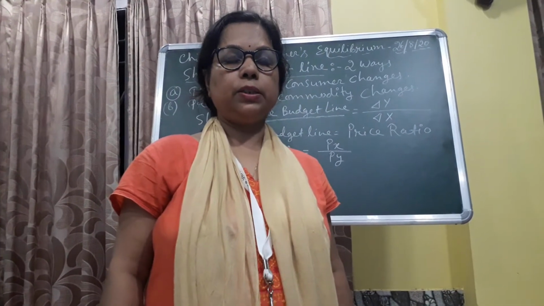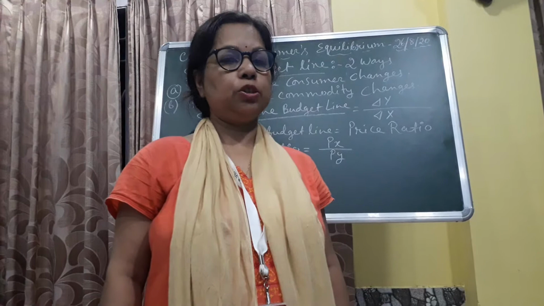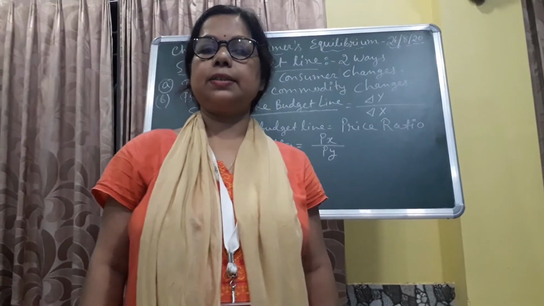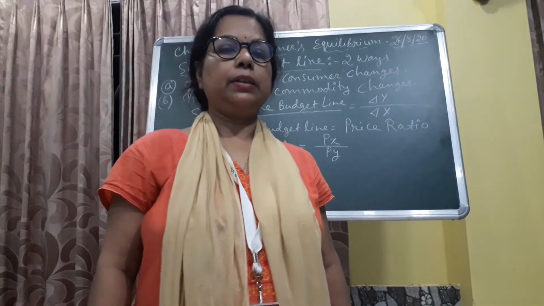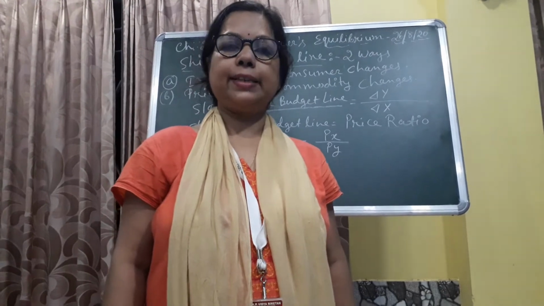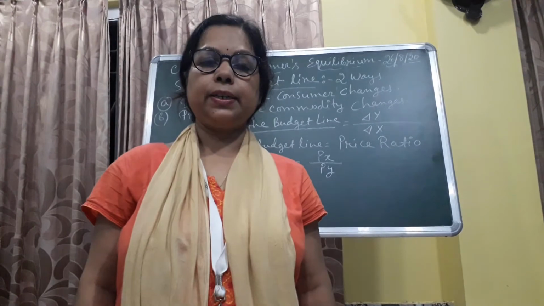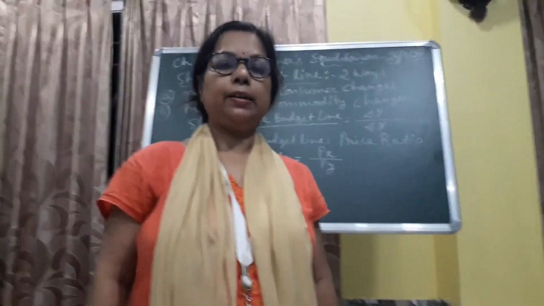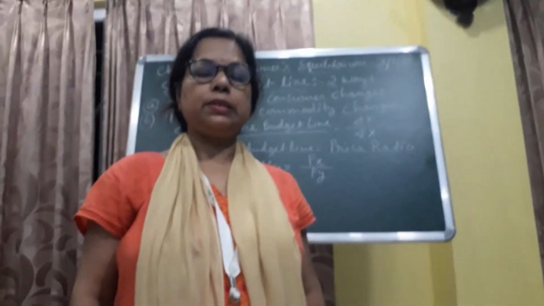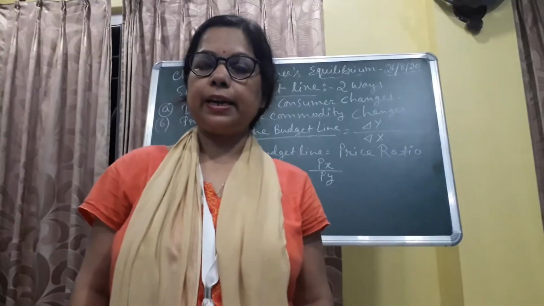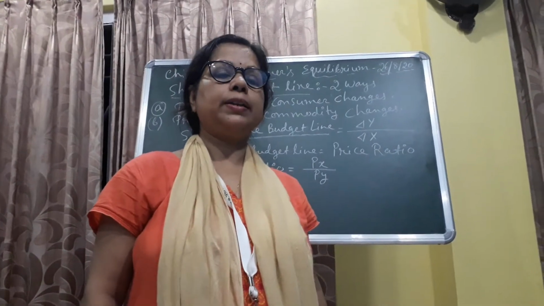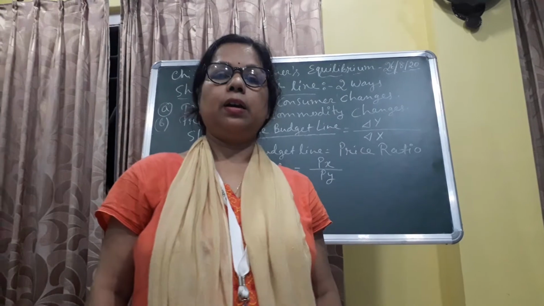Today I will continue the portion of the consumer's equilibrium. In the previous class I completed the properties and the assumptions of the consumer's equilibrium, and also the budget line. So today I will cover the slope of the budget line and the price ratio. So what is the slope of the budget line?